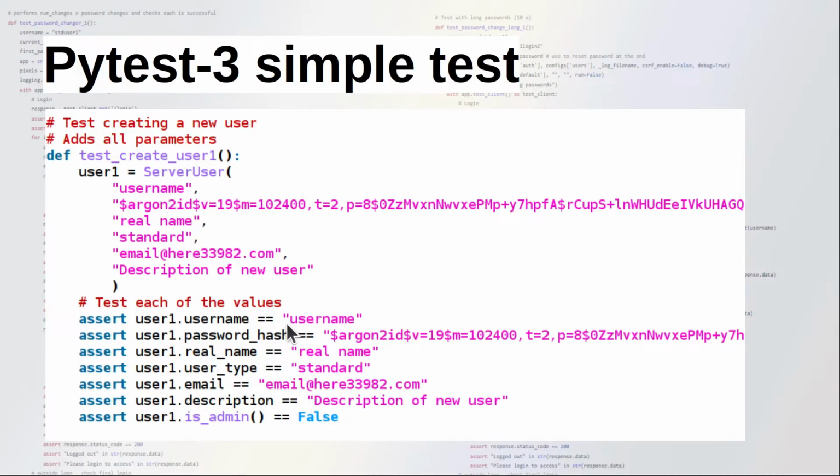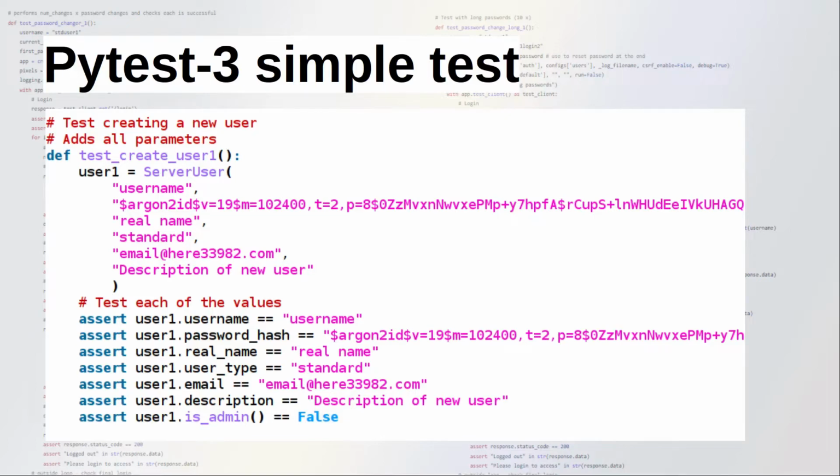Then it tests to ensure that that is indeed set to username. It does the same with the password hash, which is tested here. And this is using an argon2 hash password. And then it does that with the rest of the values as well.